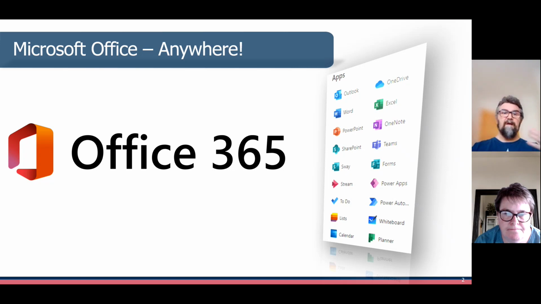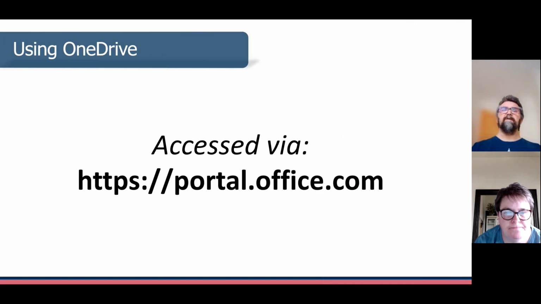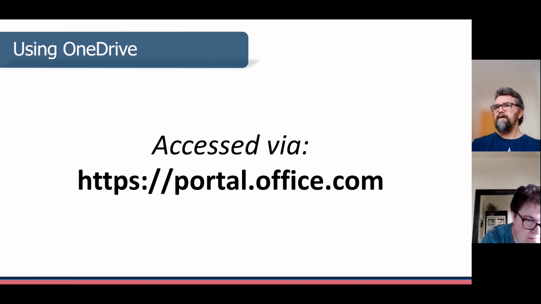So if you're on a web browser, on your phone, on your tablet, or out and about, you can, in essence, access these applications from anywhere. The way we would access them within CardiffNet is via portal.office.com, and that'll take you to the main web page, which I'll show you right here. Let me get that up on screen.